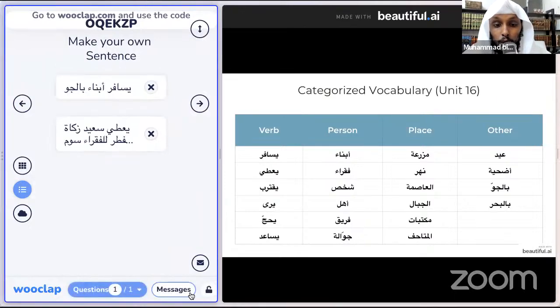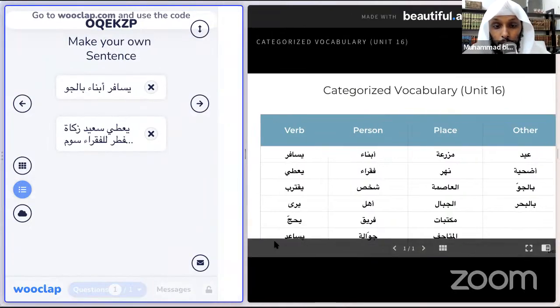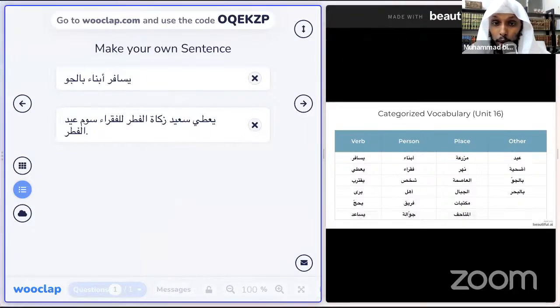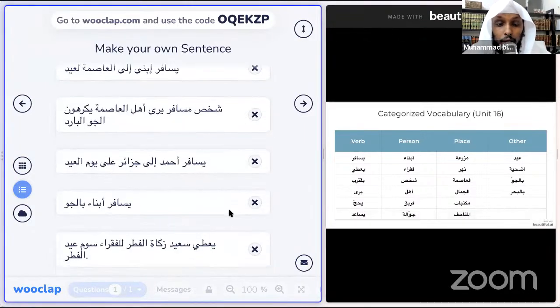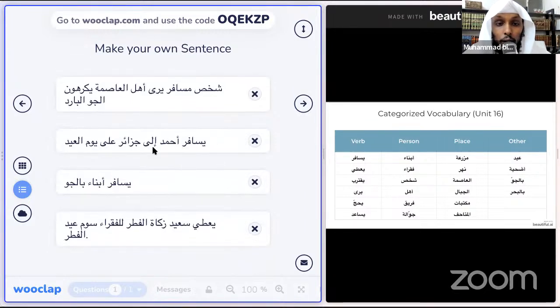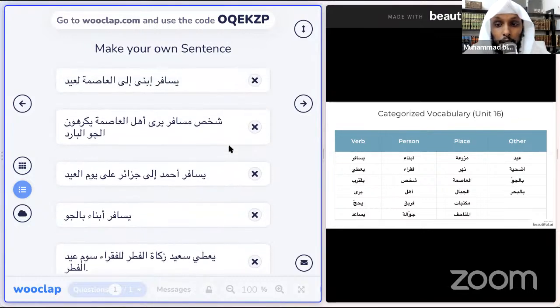We'll come back to this WooClap question. Let me just close it for a moment. Or actually, you can just post it in the Zoom chat. Tell me what's wrong with this sentence: يسافر أحمد إلى الجزائر على يوم العيد. What's wrong with that sentence? Just type in the Zoom chat, inshallah, so that we can keep this up. What's wrong with the حرف الجر?